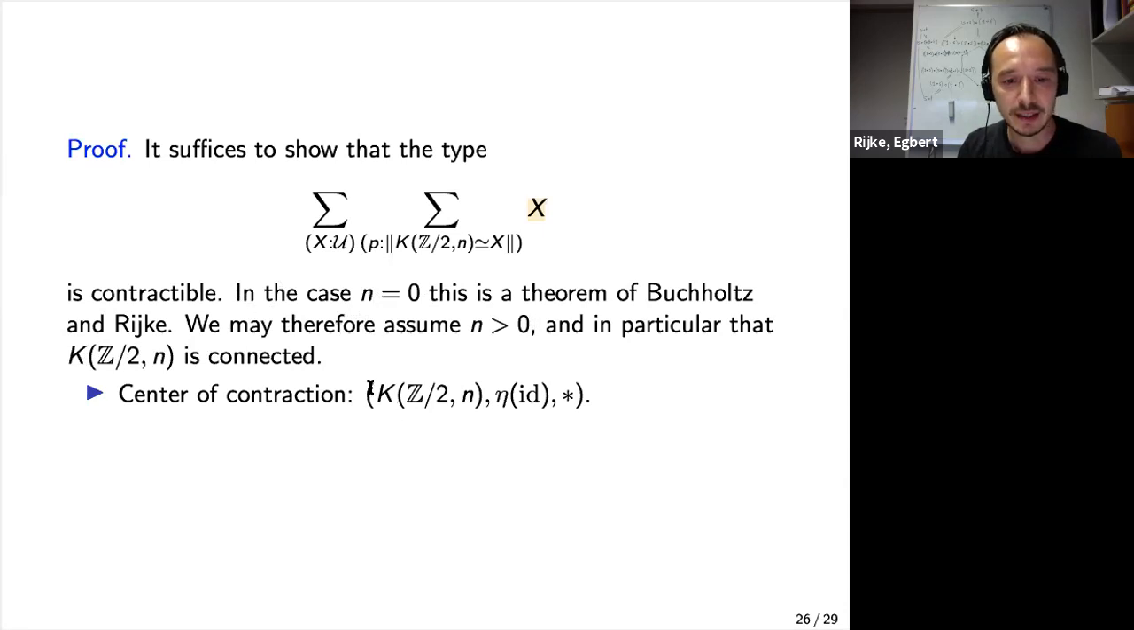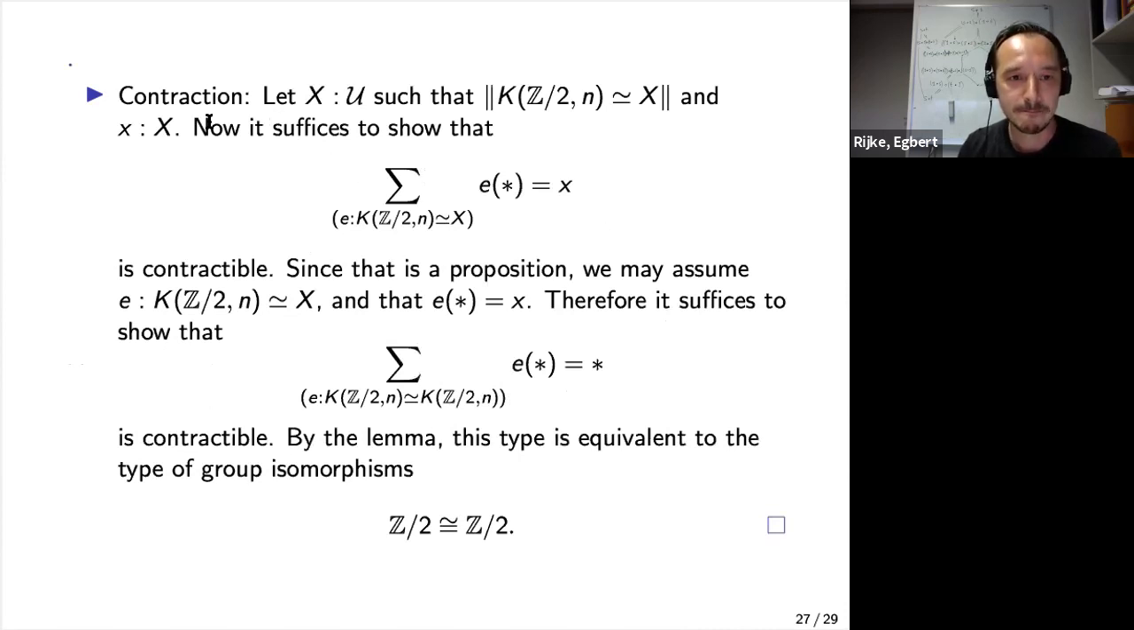So for the center of contraction, there's the obvious choice. You have KZ2n, we have the identity equivalence here, and we have the base point, so that's the center of contraction. So we have to construct the contraction now. We're going to say that the space of paths for this contraction is contractible again, because that's a proposition. So we want to construct an equivalence: given an x, which is merely a KZ2n, and given a point in x, we want to construct an equivalence with KZ2n such that the base point is mapped to x. That's what we want, but we're going to show something stronger. We're going to show that this space is contractible.